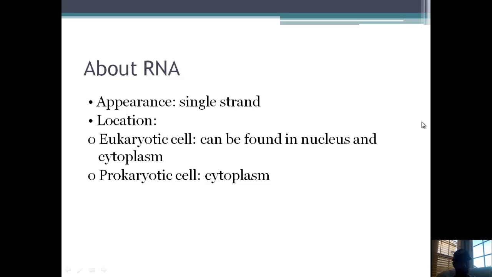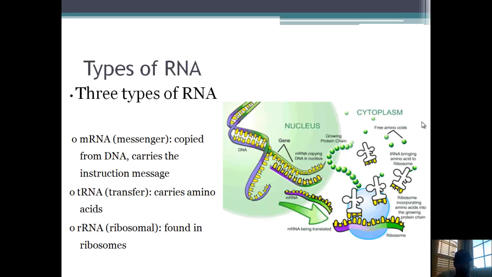Single strand. In eukaryotic cells, RNA can be found in the nucleus and in the cytoplasm because it gets sent out. And in prokaryotic cells, remember, there is no nucleus, so just like the DNA, it's going to be found in the cytoplasm.